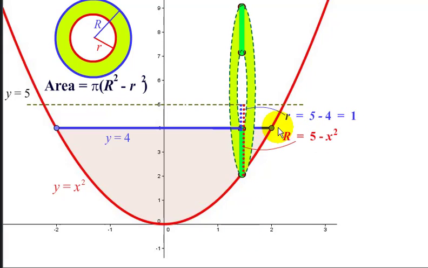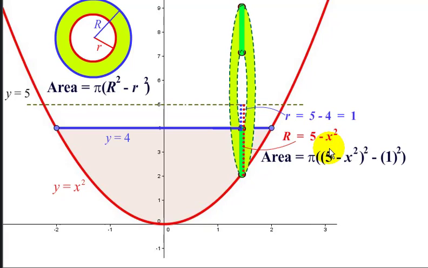So now for the larger radius, that's going to be the distance from y equals 5 to y equals x squared. And we can see the distance from y equals 5 all the way to the x-axis is 5. But we need to take away this distance from the parabola to the x-axis, and that will be x squared. So we get R equals 5 minus x squared for our larger radius.